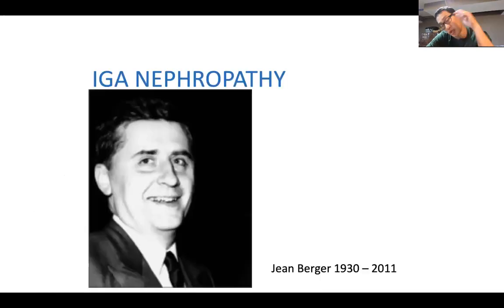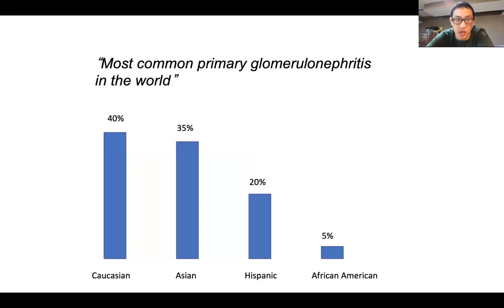IgA was originally called Berger's disease because it's named after Jean Berger, who was a French physician. IgA nephropathy came about because immunofluorescence came about. The definition is that you must have IgA-dominant staining on immunofluorescence. So IgA nephropathy didn't really exist until immunofluorescence existed in the mid-60s or so, and it was first described by this fellow, which is why it was named Berger's disease for so long.